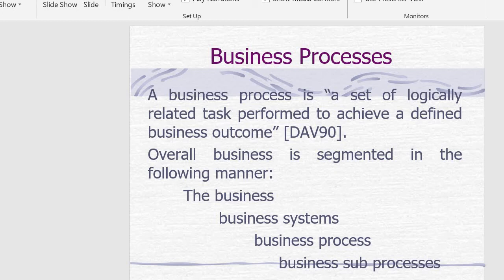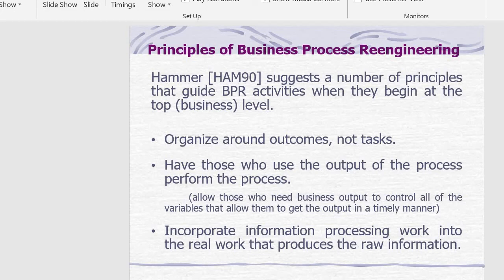So now let us discuss the business process. A business process is basically a set of logically related tasks that are used to achieve defined business outcomes. This definition was given by Davenport in the 90s. So the overall business is segmented in the following manner: the business, then we have the business system, then the business process, and then in that particular process we have the sub-process.